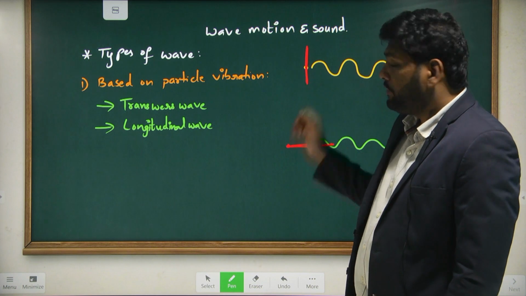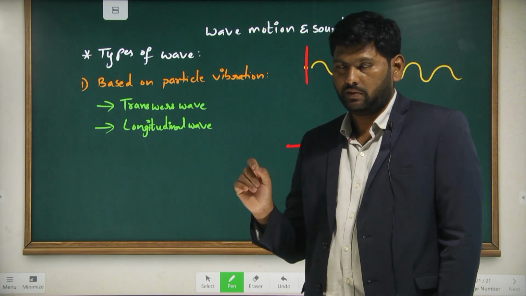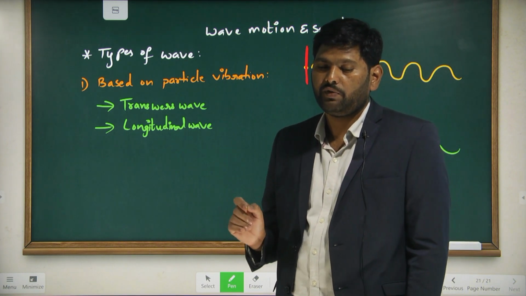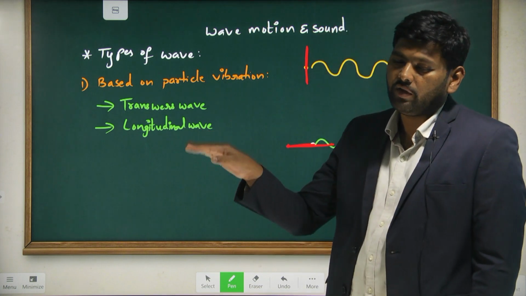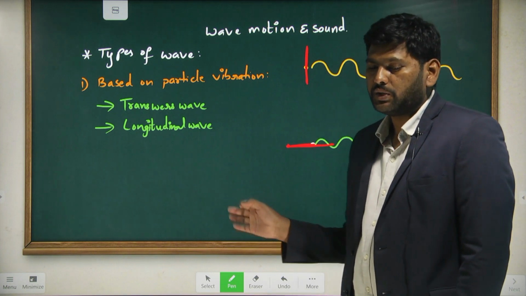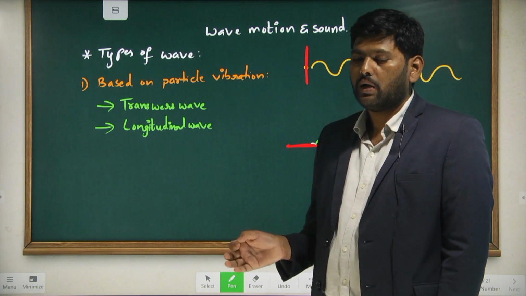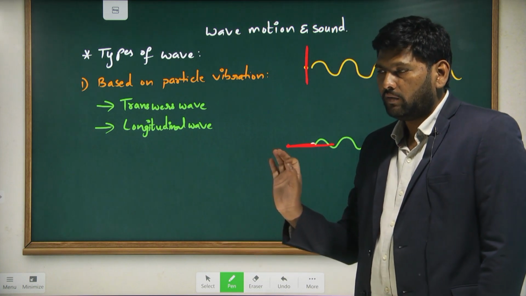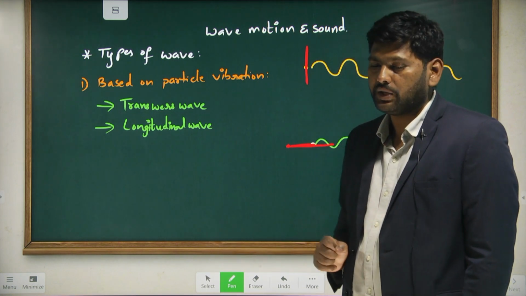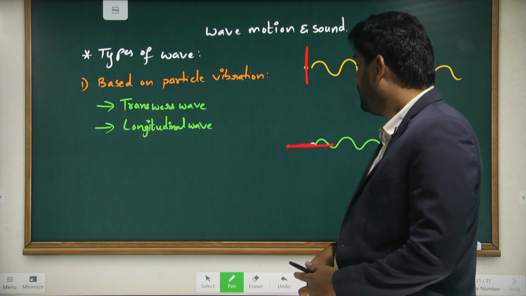Then one more example for transverse: what is that? EM wave. EM wave is also an example for what? Transverse wave. Water wave is also an example for what? Transverse wave. Coming to the longitudinal, the sound wave is an example, and one more: vibration in the slinky is also an example for what? Longitudinal wave. Understand?